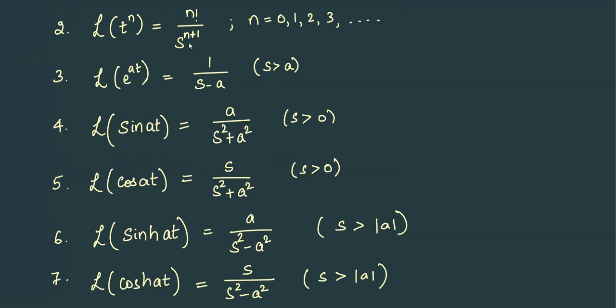So these are Laplace transform of 1 is 1 by s. Laplace transform of t power n is n factorial by s power n plus 1. Laplace transform of e power at is 1 by s minus a. Laplace transform of sine at is a upon s square plus a square. Laplace transform of cos at is s upon s square plus a square. Laplace transform of sine hyperbolic at is a upon s square minus a square. Cos hyperbolic at is s upon s square minus a square.